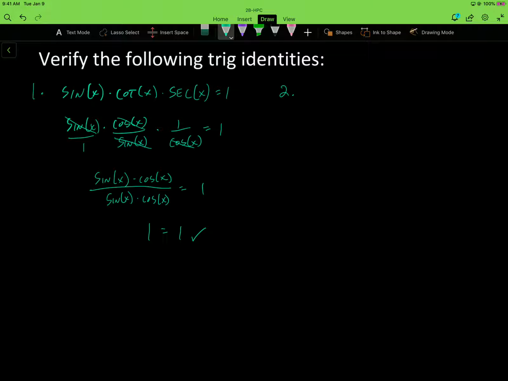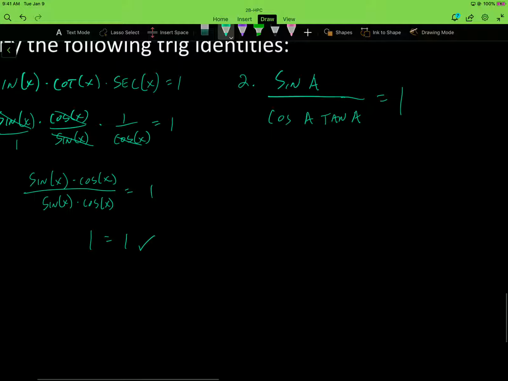All right, let's look at a second example here. We're going to do sine of A over cosine of A times tangent of A, and that's also going to be equal to 1. With this one, again, there's no trig squareds or anything. So there are no Pythagorean identities right away, and we're going to change everything to sines and cosines.